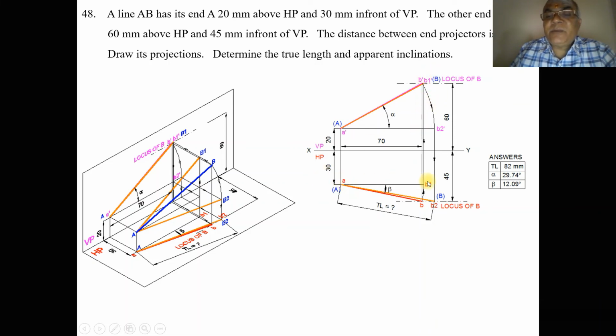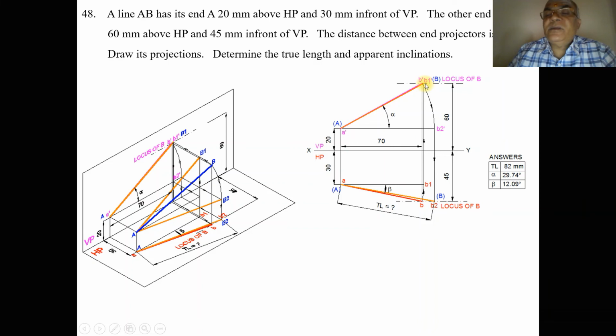As a b1 is parallel to VP, therefore you are getting the true length here. You mark this point as capital B here and this point as B1 dash. Then join A dash B1 dash with a line a little bit thicker than the XY line. So this is how you will be able to find the true length in the vertical plane.